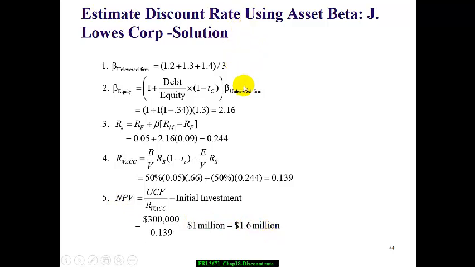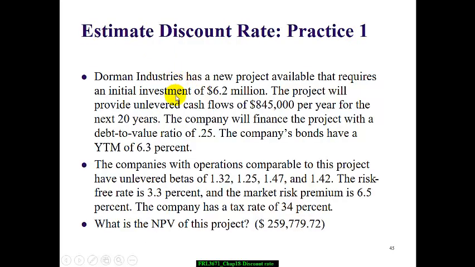So in practice, when you use this approach, remember that the betas from pure play firms often are equity beta, levered beta. So you may have to use one more time the beta conversion formula to get unlevered beta. So that's one example, using the asset beta approach. Here is another practice for you to try on your own.